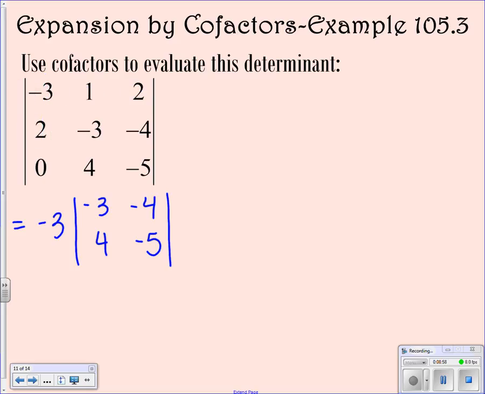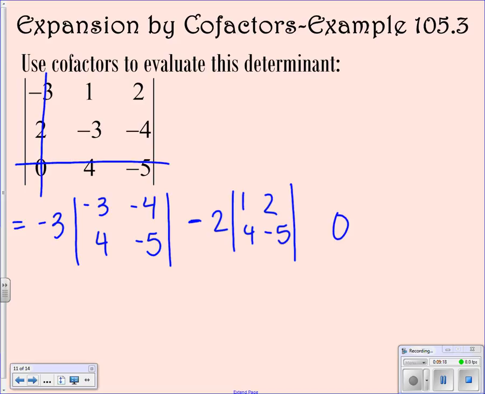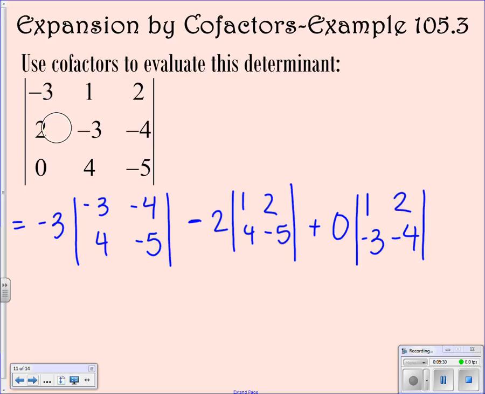Now I'm going to go to the 2, and I'm going to cross out its row and column. And I'm left with 1, 2, 4, and -5. And the sign that goes in front of the 2 is a negative, because we always alternate positive to negative. And then the last one, I have a 0. And so I have 1, 2, -3, and -4. And the sign that goes with it is a positive, because again, you alternate. So the -3 was positive, the 2 was negative, and then this 0 was positive.